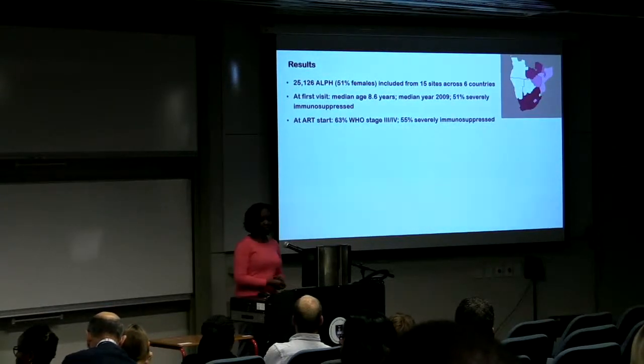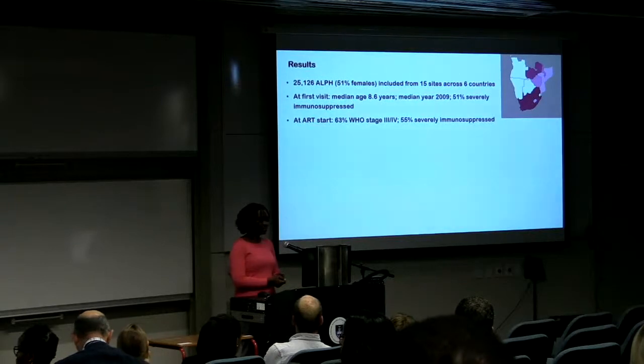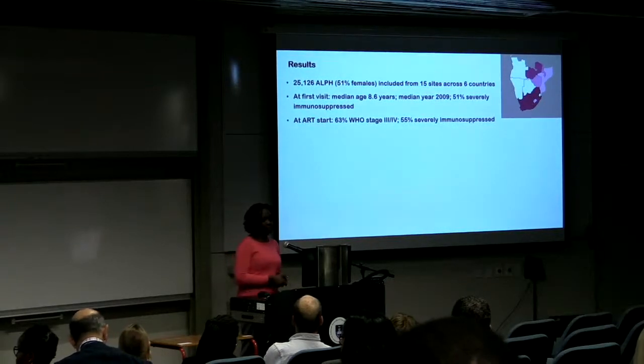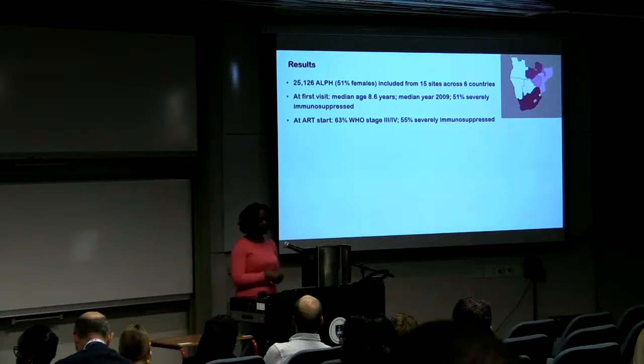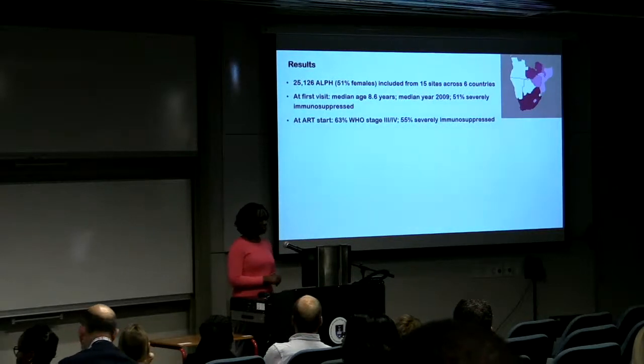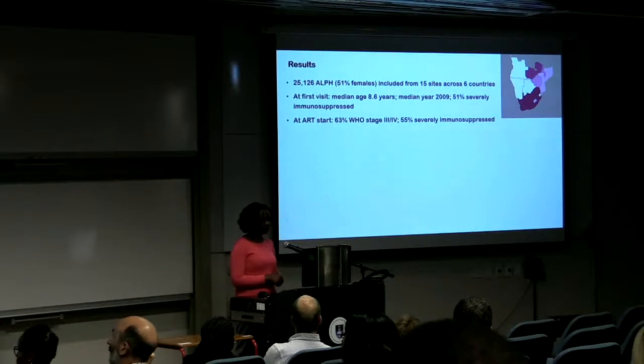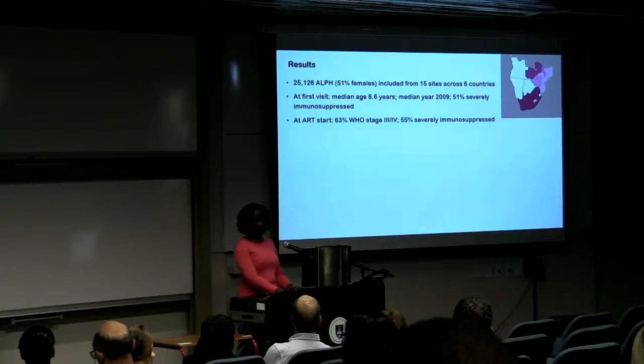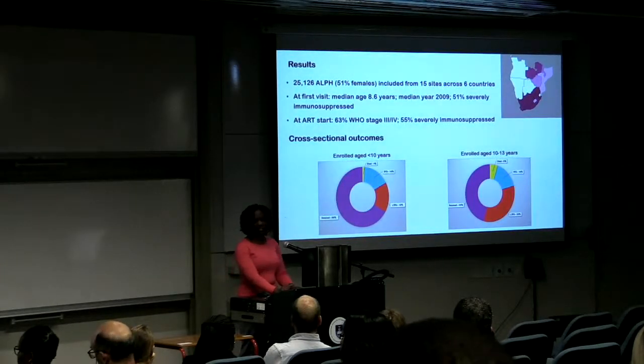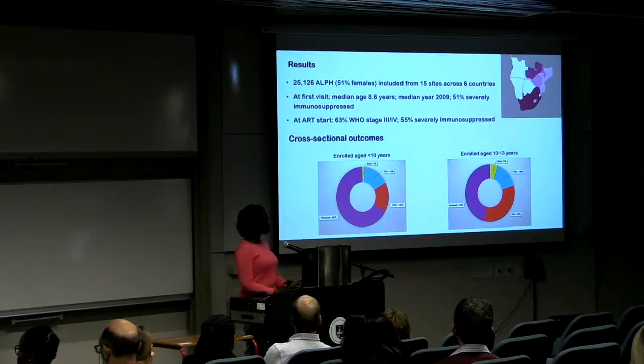So over 25,000 adolescents living with perinatally acquired HIV were included in our analysis, from those six countries in purple, with the shade of purple showing the percentage that each country contributed. And then at first visit, the median age was 8.6 years, median year was 2009, and about 51% were classified as severely immunosuppressed. And then at ART start, about two-thirds had WHO stage 3 or 4 disease, and 55% were severely immunosuppressed.